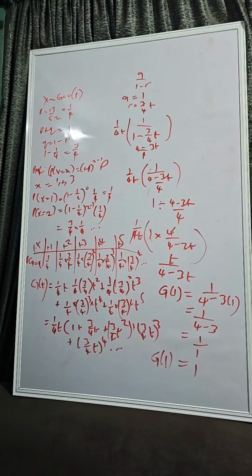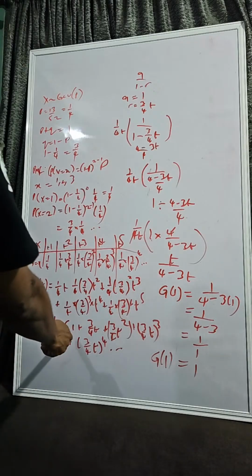Okay, so I can't find any question. Is there any question before we move on? Any question before we proceed? How is it over 4 minus 3t, sir? Where do we start that from?